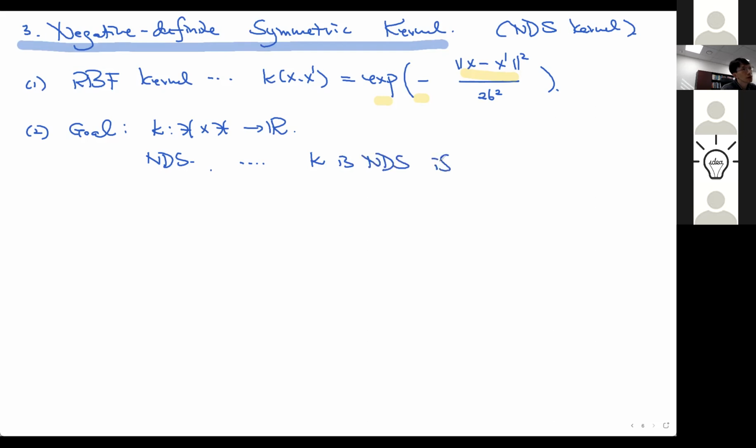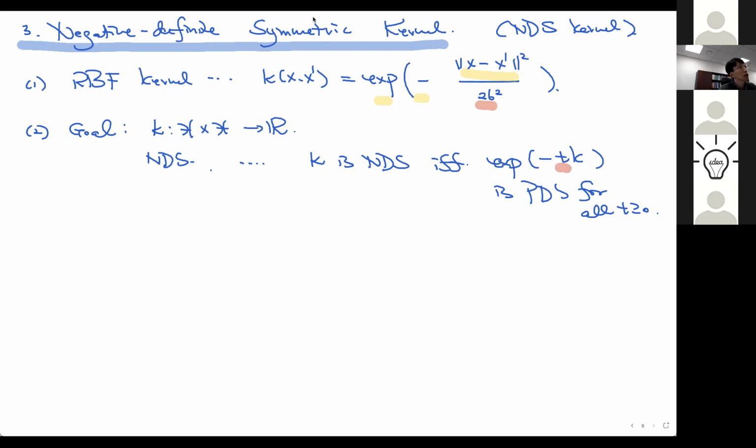if and only if the exponentiation of minus t times K is PDS for all t greater than or equal to 0. So that mirrors the construction on the RBF kernel side. In the RBF kernel, something corresponds to t, this 2 sigma squared term.